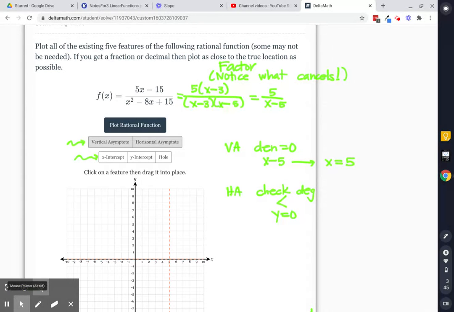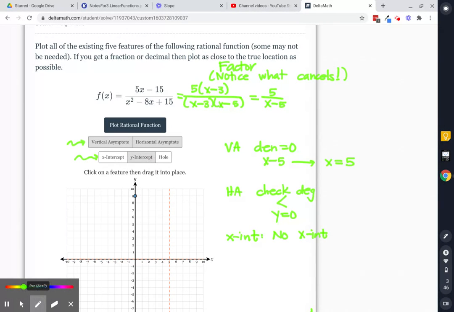My x-intercept. Where do we put an x-intercept? Conveniently enough, this one does not have an x-intercept. There is no x in the numerator. It's just 5, which means I don't have an x-intercept, which means I'm going to turn it off. I don't have one.